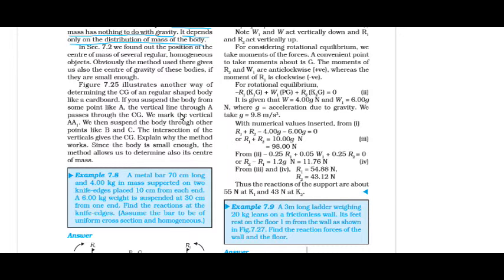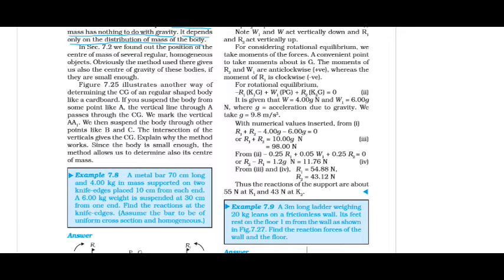So figure 7.25 illustrates another way to determine CG of an irregular shaped body like a cardboard. If we suspend the body from a point like A, a vertical line through A passes through CG. We mark the vertical line AA'. We then suspend the body from other points B and C. The intersection of the verticals gives CG. Explain why the method works. Since the body is small enough, the method allows us to determine the center of mass.